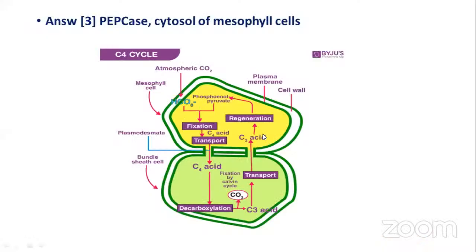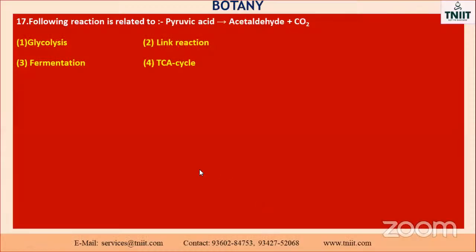See the option. Here, carbon dioxide fixation takes place with the help of atmospheric carbon dioxide in the mesophyll cell. The phosphoenol pyruvate fixation takes place, and also C4 decarboxylation. Again, it will be here the C3, C4 cycle. Okay, it's this one.